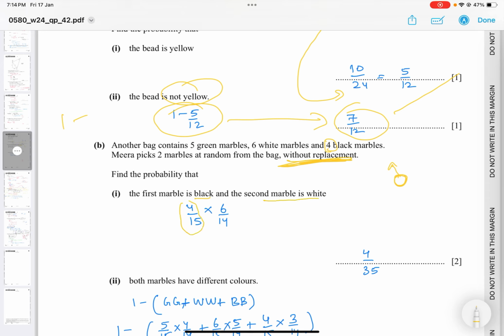Now second is white. For white, there are 6 white marbles remaining, but I took one ball out. That means 6 out of 14 because now there are 14 balls, right? I took one black out. We'll multiply them and we'll get our answer.